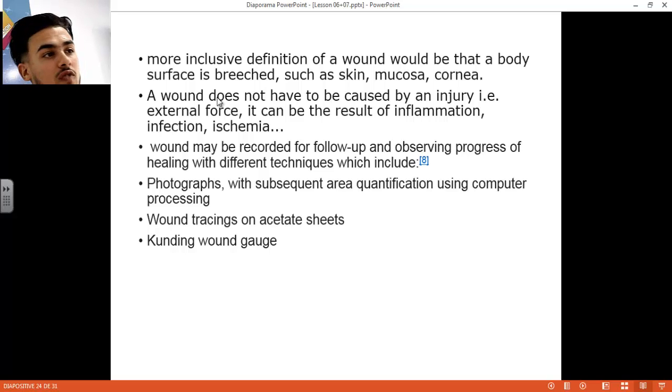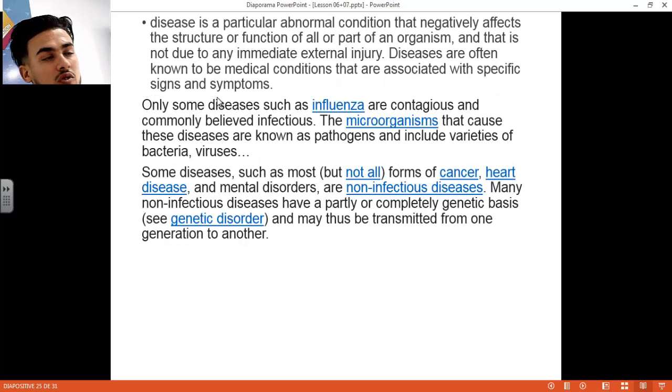A wound may be recorded for follow-up and to observe the progress of healing with different techniques, which include photographs, X-rays, wound tracing, and counting wound gauge. So the difference between the injury and the wound is that every wound is an injury, while an injury is not necessarily a wound. Moving now to disease.